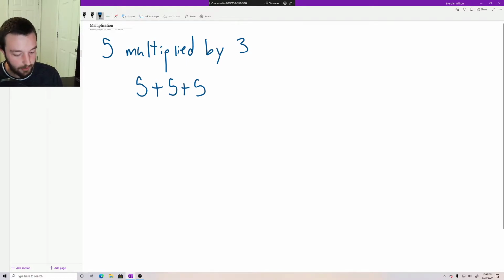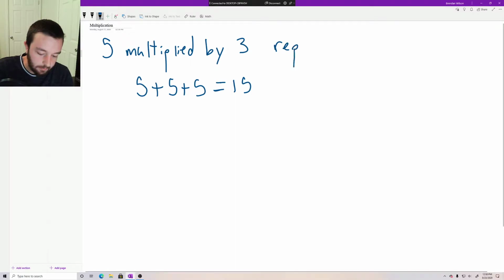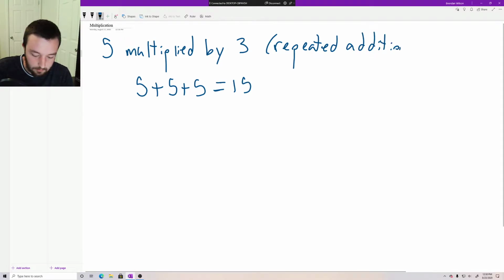So the first number tells you what number we are working with. The second number tells you how many times we are adding it. So of course here we get 15. This is really just repeated addition.